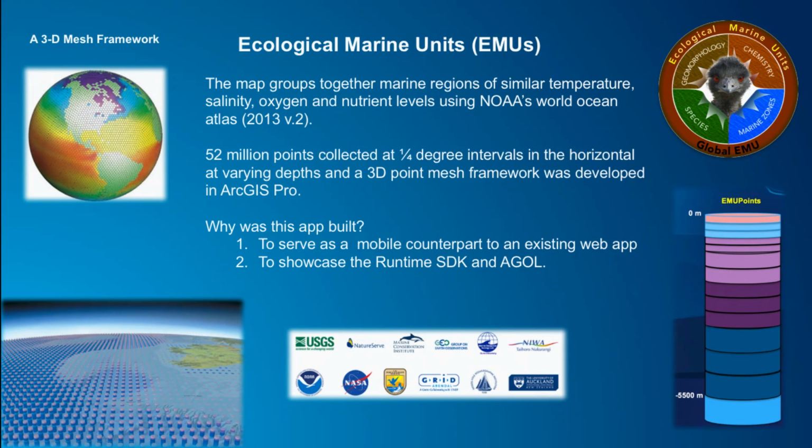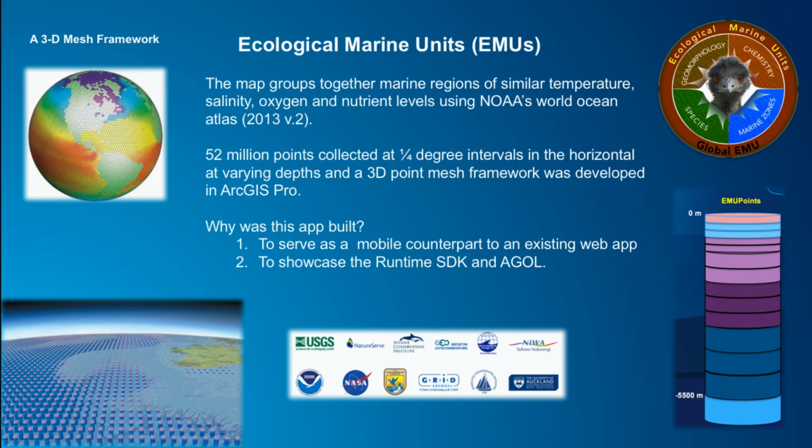So as a result, the Group on Earth Observations commissioned a global map of ecological marine units. Ecological marine units are regions in the oceans sharing similar salinity, temperature, oxygen, and nutrient levels. The EMU project was created through a partnership led by Esri and the USGS in collaboration with several other organizations. The EMUs are based on NOAA's World Ocean data, collected over a 50-year period.